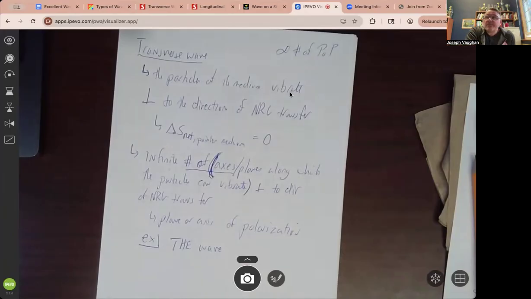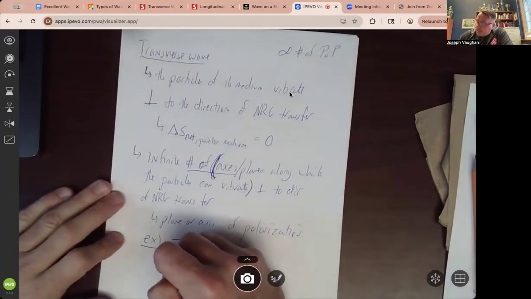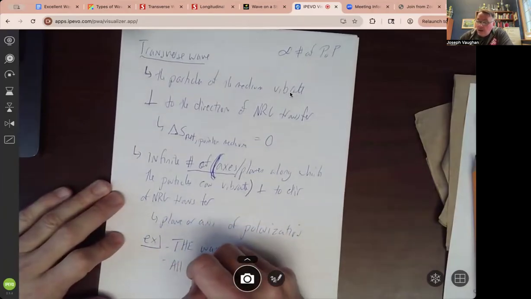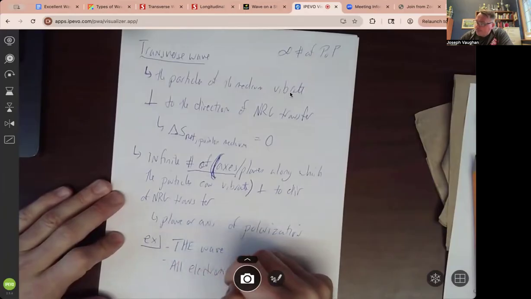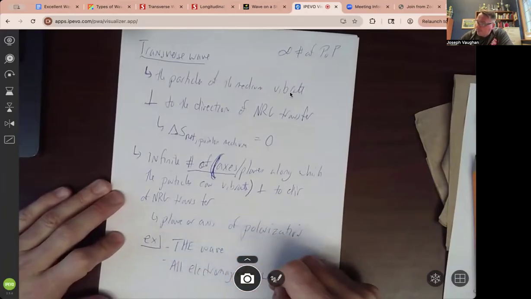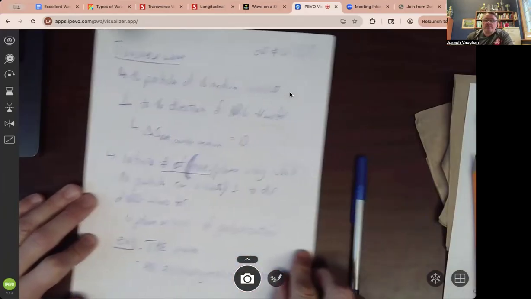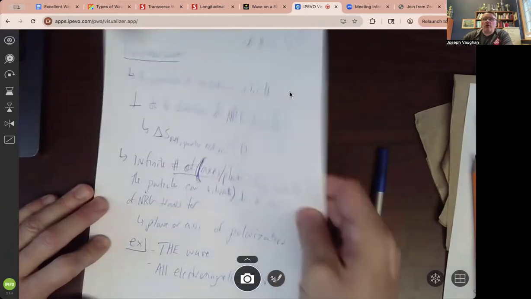It's very tempting to think that water waves are transverse because you think about when you're in the ocean, you think about bobbing up and down. It's actually not true. We'll get back to it in a second. It turns out that all electromagnetic waves are transverse.